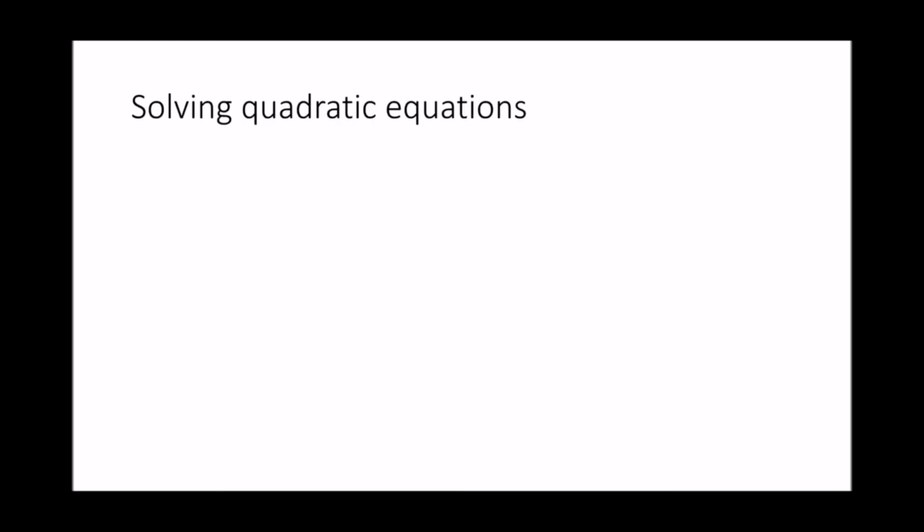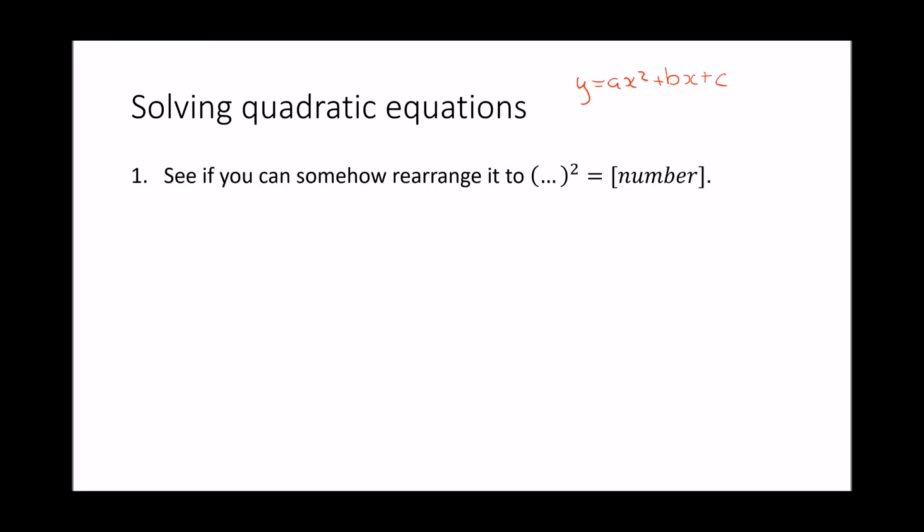So let's summarize, and we will also look at the general formula of a quadratic equation to see when each version applies. ax squared plus bx plus c. So the first step is always to see if you can somehow rearrange it to something squared equals a number.